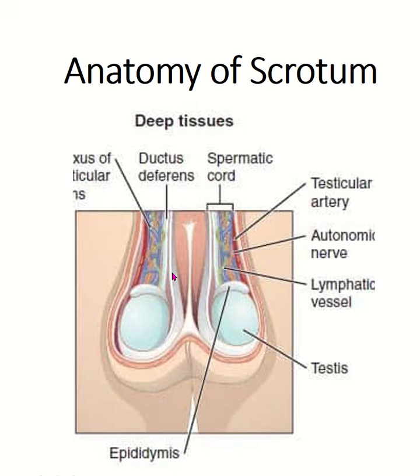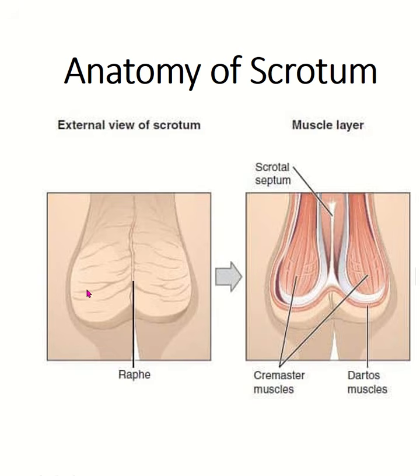The scrotum is a pouch-like structure located just behind the penis that contains the testes, epididymis, and lower part of the spermatic cord. It plays a critical role in regulating the temperature of the testes for optimal spermatogenesis, sperm production. Externally, it is divided by a skin raphe. Internally, the scrotum is divided into two halves by the scrotal septum.